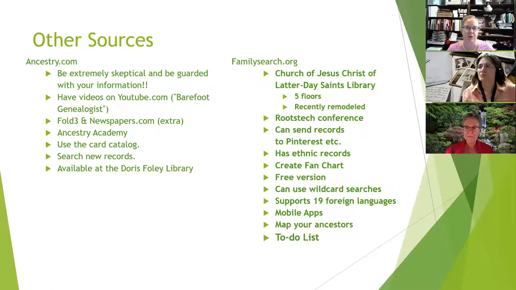Ancestry Academy, if you look under extras on ancestry.com, has a lot of videos and other resources to help you learn how to use their database in the most optimal way. They have what they call a card catalog. Those are searchable listings of all of the record collections that they have. Sometimes you can browse by title of the collection, by location, by time frame, the years of the collection. And they have a lot of really interesting stuff.